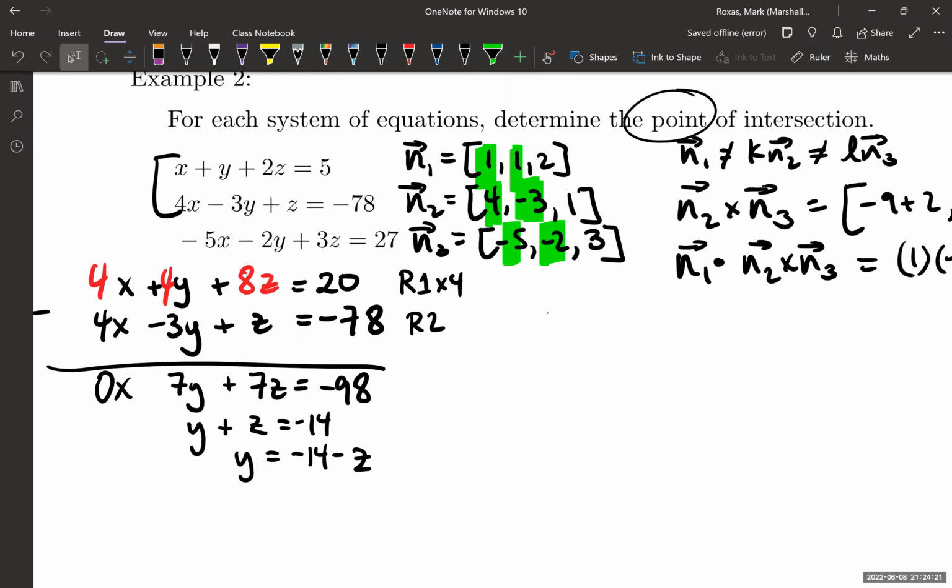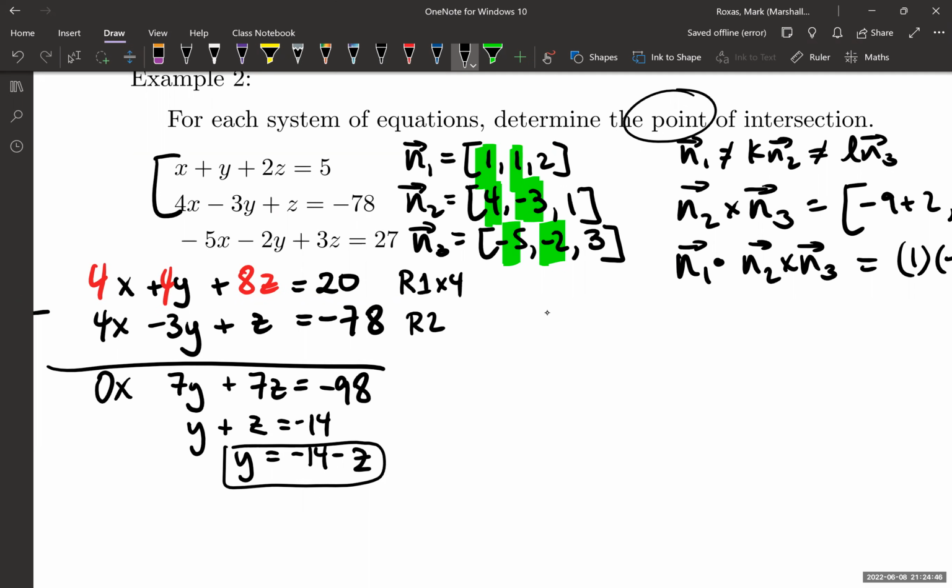So we have y minus 4 equals negative 14 minus z. I need something to plug that into. Ideally, I'm going to plug that into one of the equations and ultimately solve for z. But what I need to do first is create a second equation that also contains y and z in it, right?